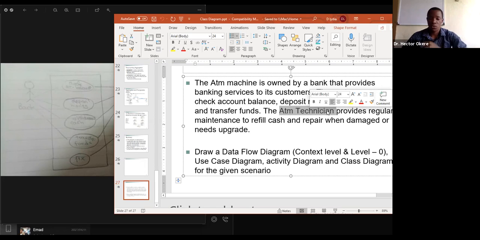Okay, I will draw mine as well. So everybody draw your class diagram. I will also draw my own class diagram here. So after 5 minutes, you can share and discuss, okay?